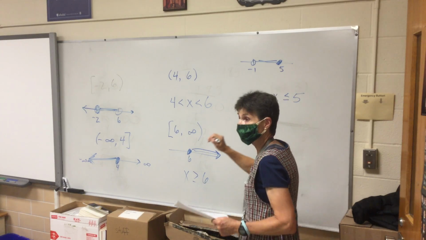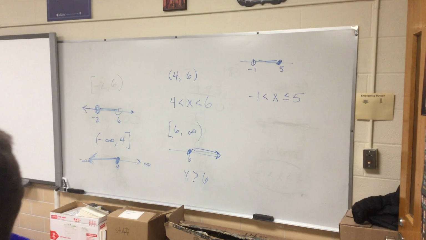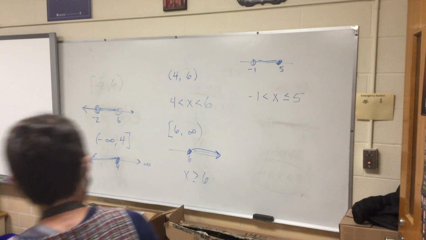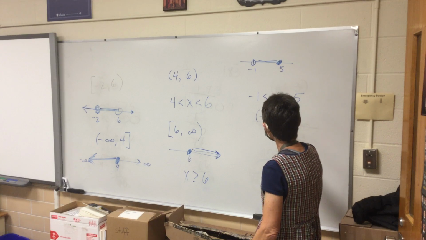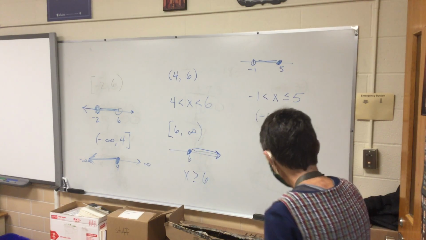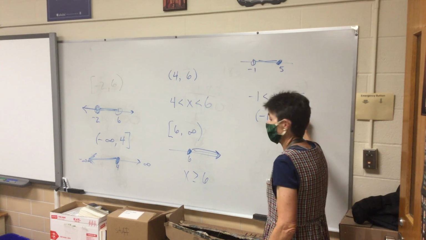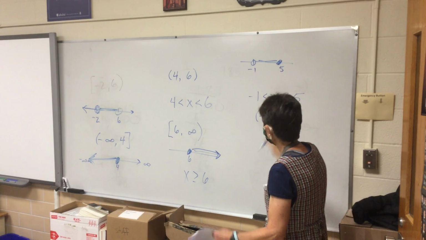Less than or equal to 5. So why is the negative 1 a less than? Open. Why is the 5 a less than or equal to? Closed. If we wrote it as an interval, it would look like this, right? All of these are exactly the same thing, just different ways of writing them.